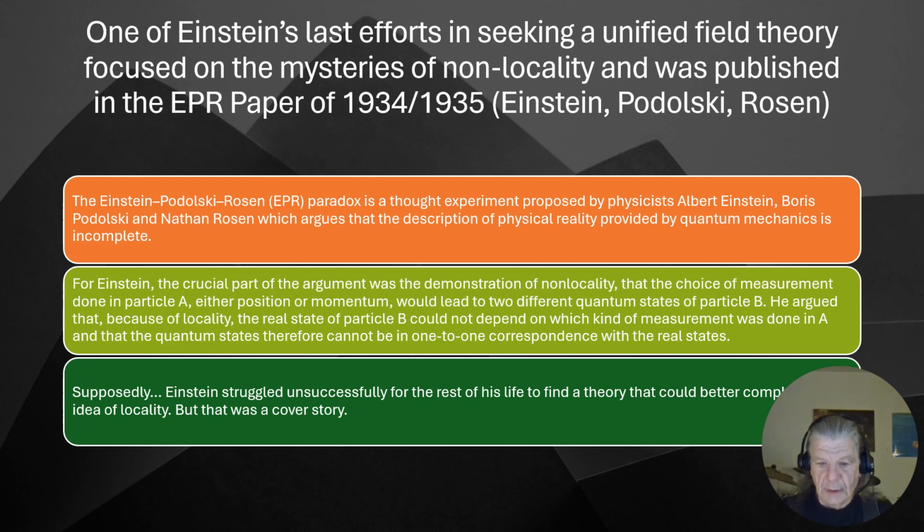He supposedly struggled for the rest of his life to find a theory that could better explain non-locality. I claim that that's a cover story. I think that's actually not true. But basically, this is the question that led to the discovery of entanglement later in our history, and the Nobel Prize being awarded for the discovery of entanglement.